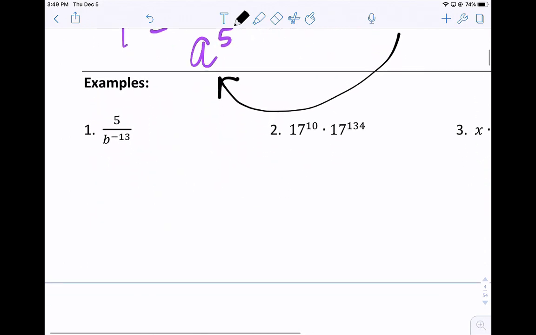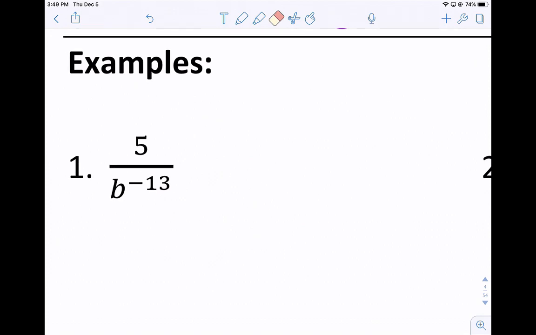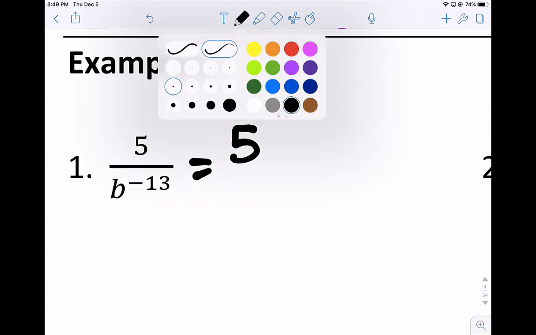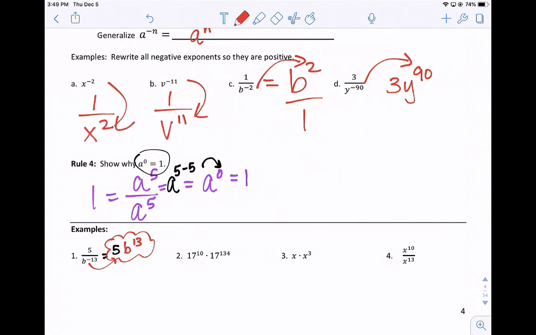All right, so let's do some examples. We want to rewrite so all exponents are positive. If it's negative, we're going to flip it to the top. So we already have a 5 on the top, but now we flip this one to the top as well. So this is equivalent to 5b to the 13th.